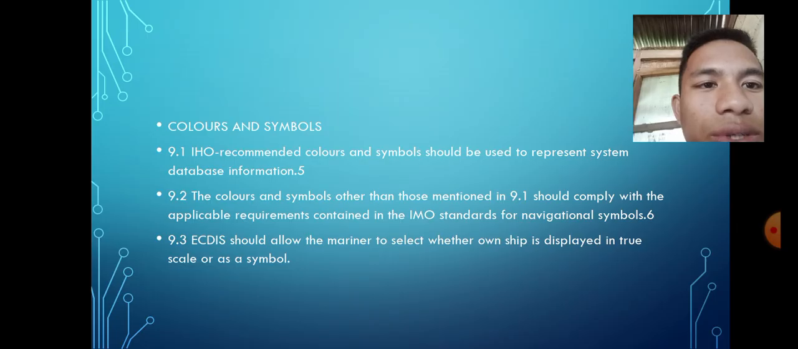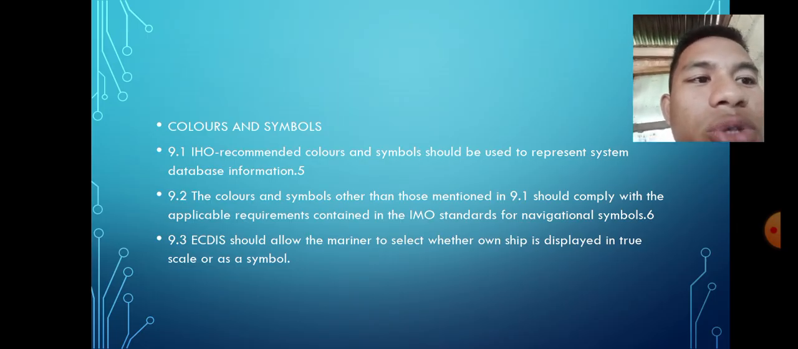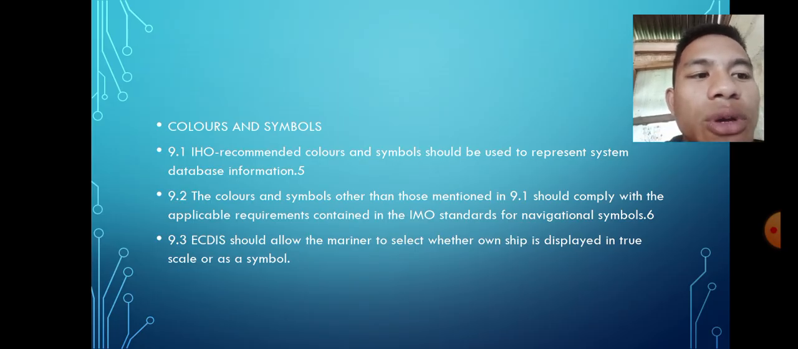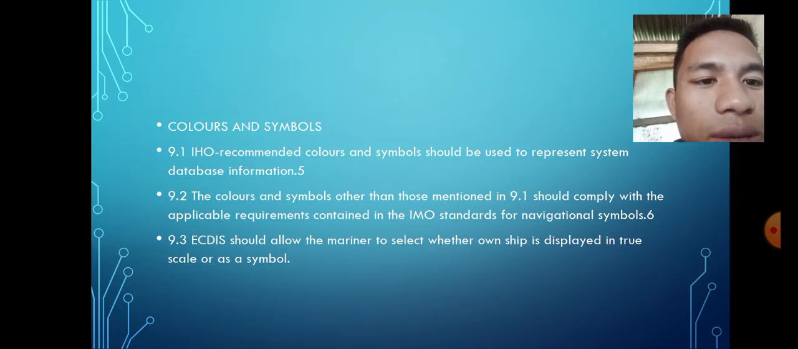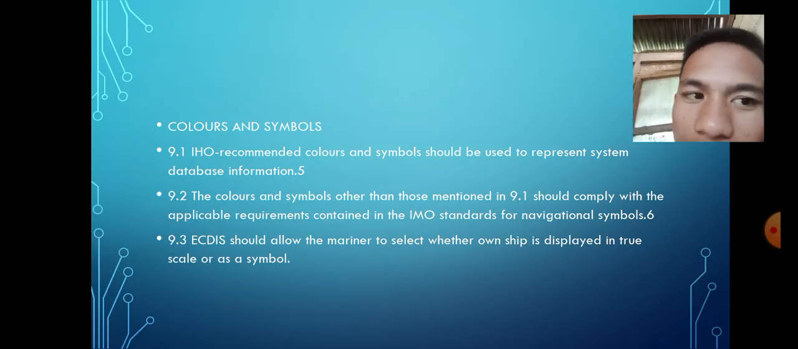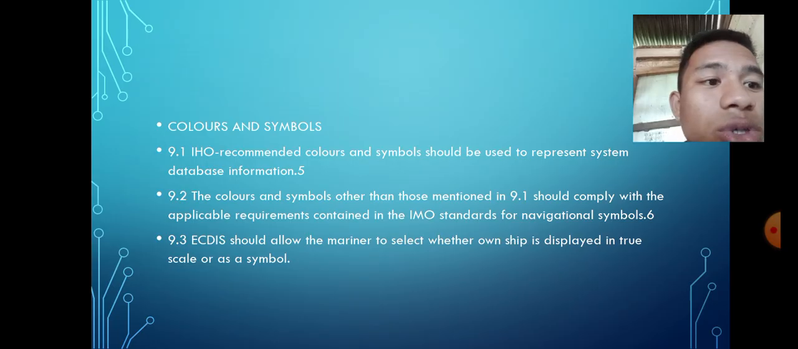So, in colors and symbols, 9.1 IHO recommended colors and symbols should be used to represent system database information. 9.2 The colors and symbols other than those mentioned in 9.1 should comply with the applicable requirements contained in the IMO standards for navigational symbols. In 9.3, this should allow the mariner to select whether own ship is displayed in true scale or as a symbol.